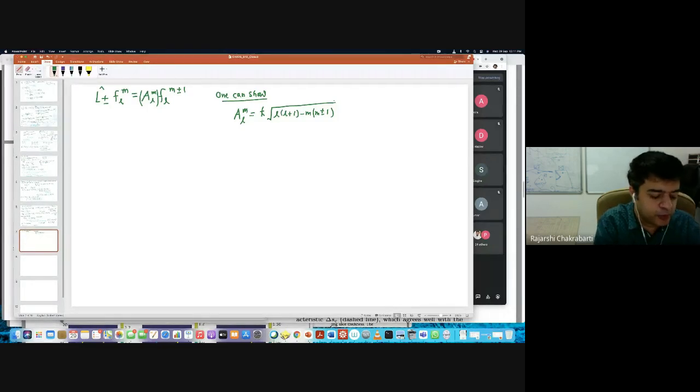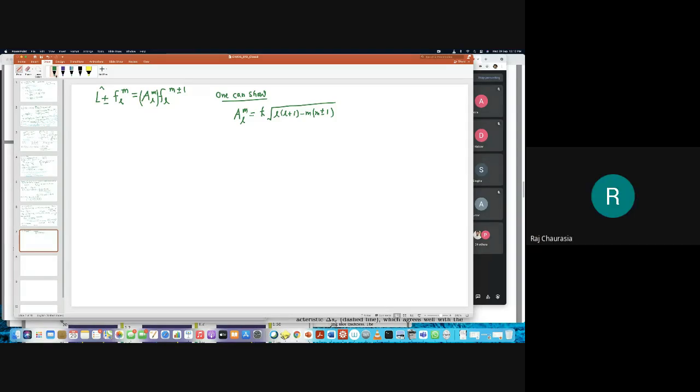So this is all about your raising and lowering operators for the angular momentum. But we'll now come back to spin and just mention a few things about spin and finish.